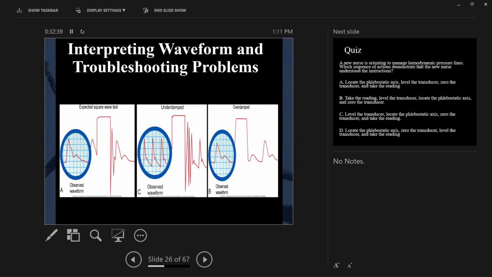And this right here, when I think of overdamped, I think of a flat line. Is there a bubble in the line? Is there a kink in the line? Is the patient's wrist bent? Is there a disconnection? Is there not enough pressure in the tubing? Everybody get that?